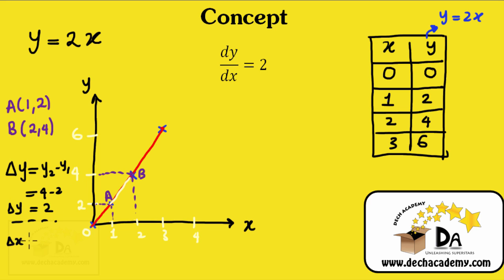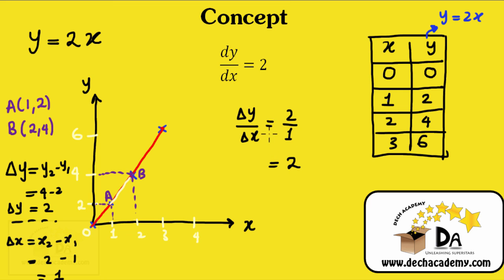What's my change in x? That's x2 minus x1. So x2 is 2, and x1 is 1. So my change in x is 1. So what is dy dx? What's the change in y divided by the change in x? Well, the change in y is 2. The change in x is 1. So the change in y divided by the change in x is equal to 2.